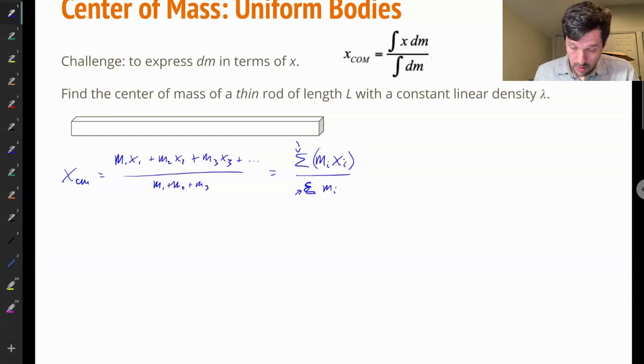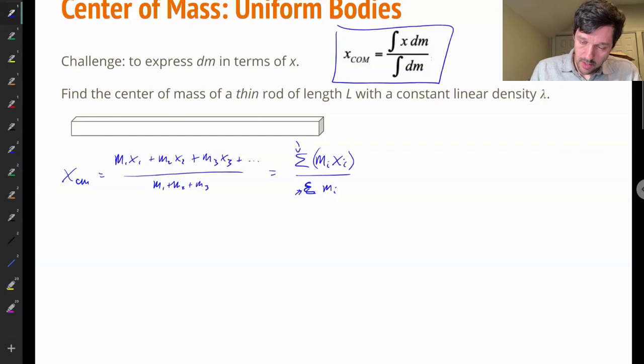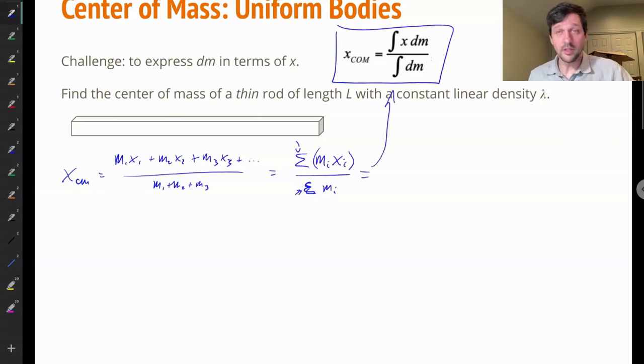So how do we turn this into calculus? Well, basically this is what it looks like. This is what becomes of the sum of the mass times the locations divided by the sum of the masses. So we get this integral, which at first glance looks very unfriendly.